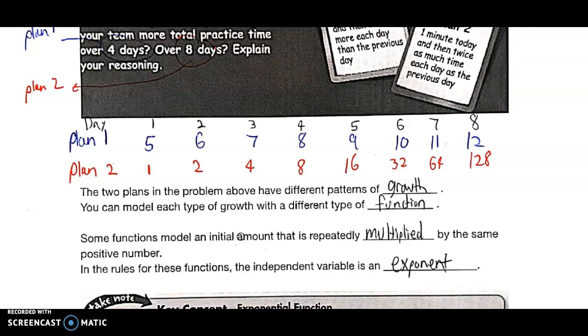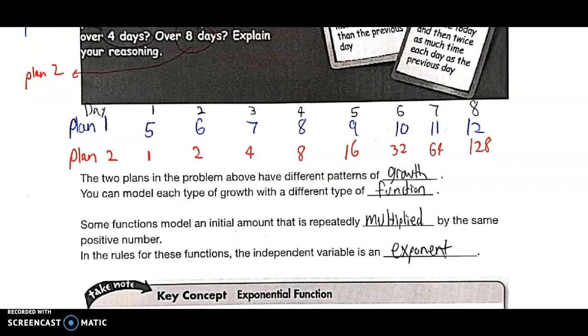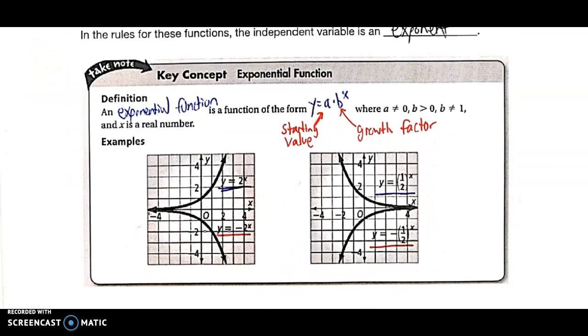So some functions model an initial amount that is repeatedly multiplied by the same positive number. In that practice example, that number was 2. I keep multiplying by 2 every time if I want to double the amount of practice. And when I'm making rules for this, and we want to think a rule is just an equation, in that equation, our independent variable is going to be an exponent. And that's something we haven't seen before, but we illustrate that in our next little box here.